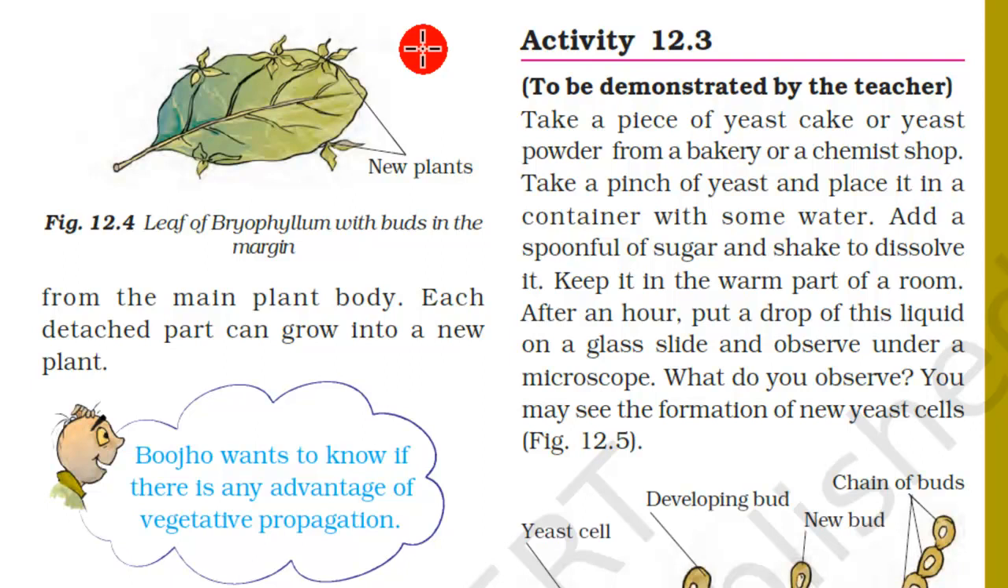And in bisexual, that is the sexual reproduction, both parents will be required to reproduce their own kind.